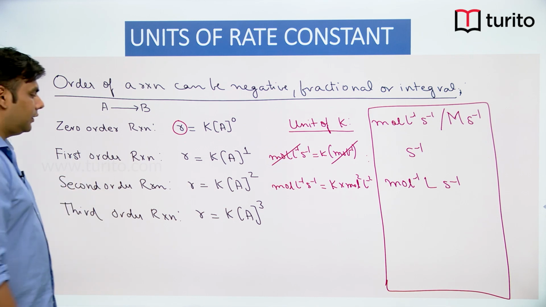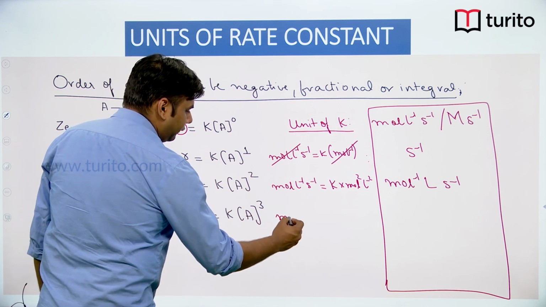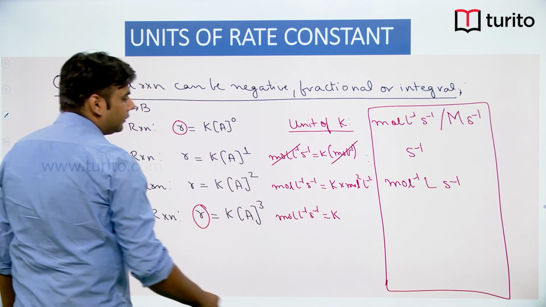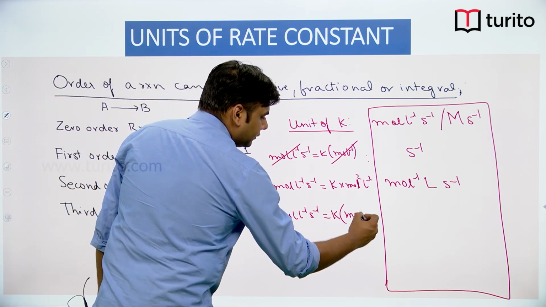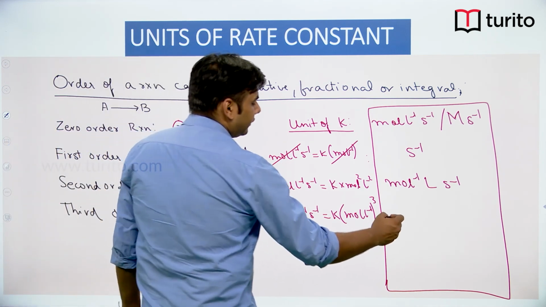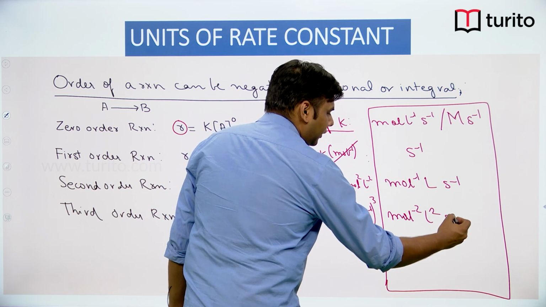If you consider a third order reaction, the unit of rate is mole per liter per second and the concentrations are raised to the power 3. So basically they will become mole inverse square liter square per second.